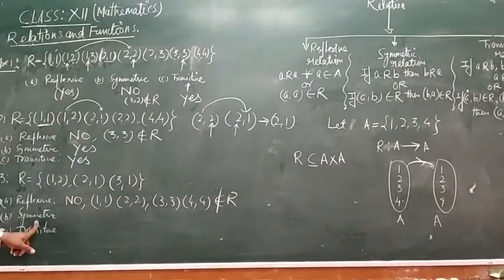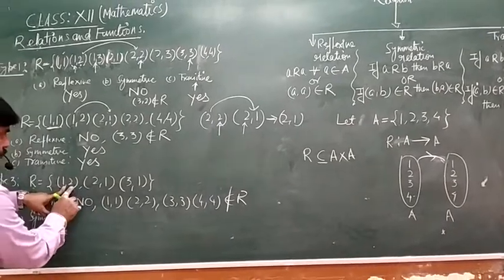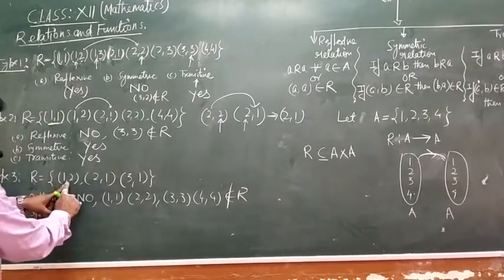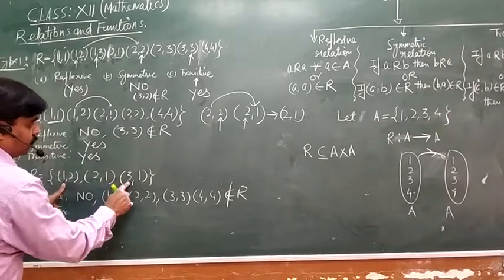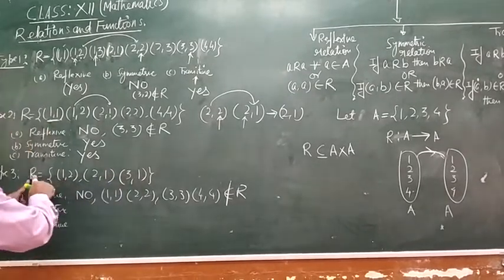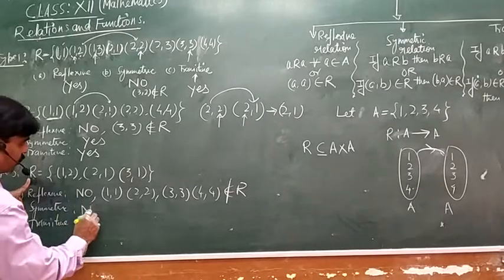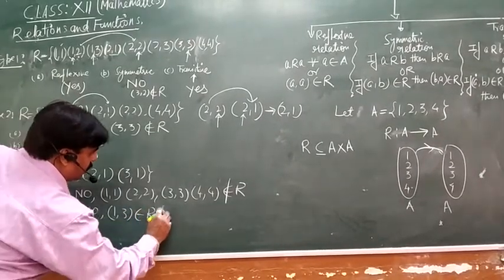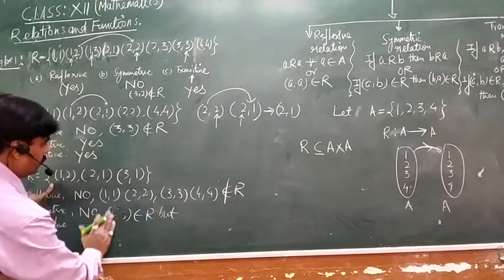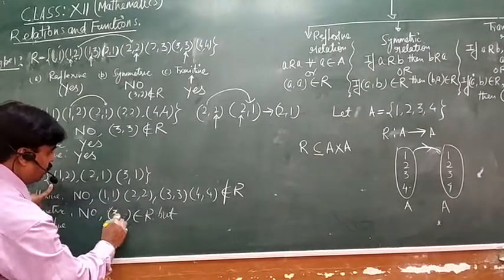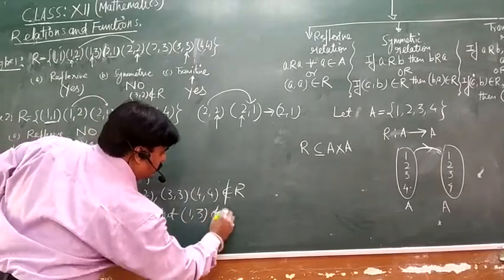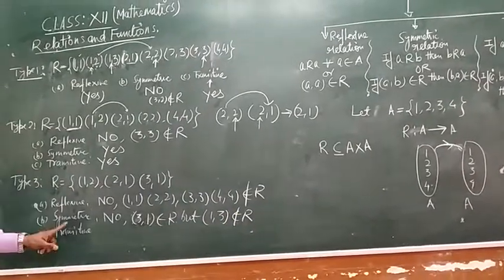Now we will check for symmetric. 1, 2, interchange, 2, 1 also belongs to R. So it is true for this one. Check here, 3, 1, 1, 3. So 1, 3 is not here. So this is no, because 3, 1 belongs to R but 1, 3 does not belong to R. So this relation is not symmetric.